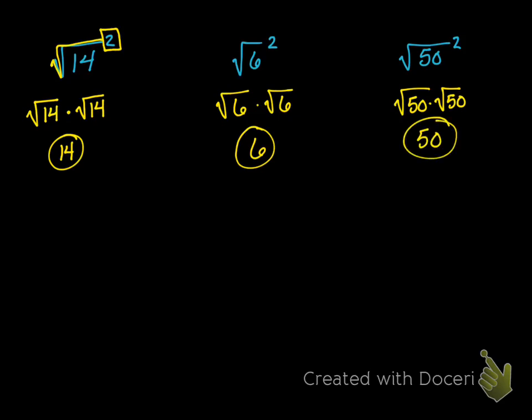All right. So whether you see it in this form right here, where the square roots are separate, or you see it squared, just know that it is always going to be whatever is inside that square root.